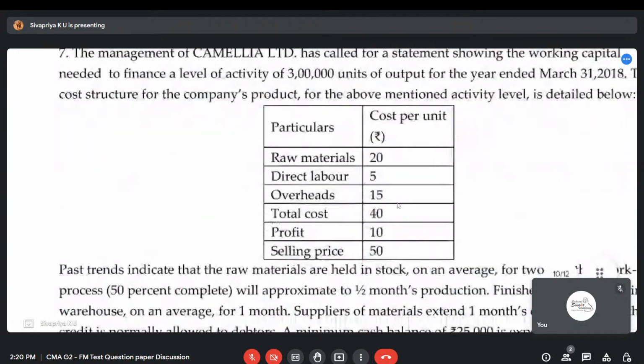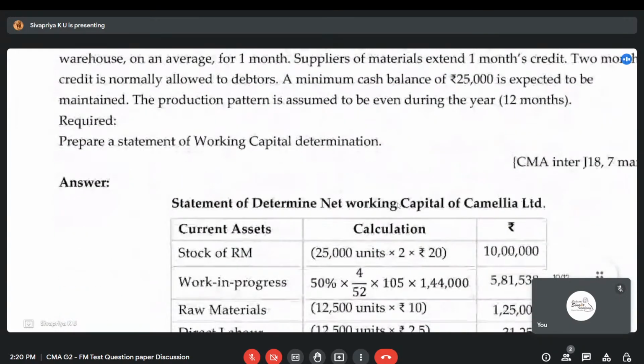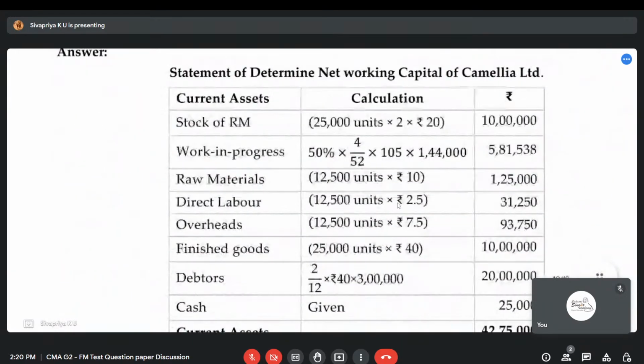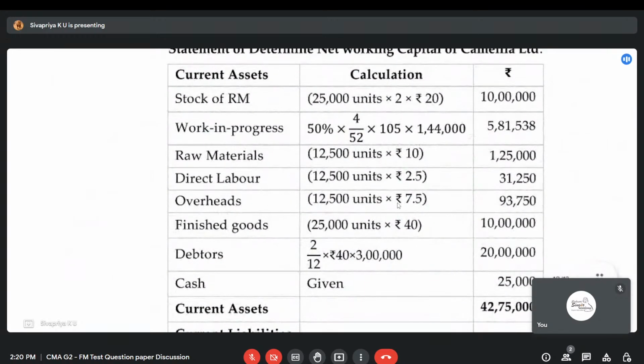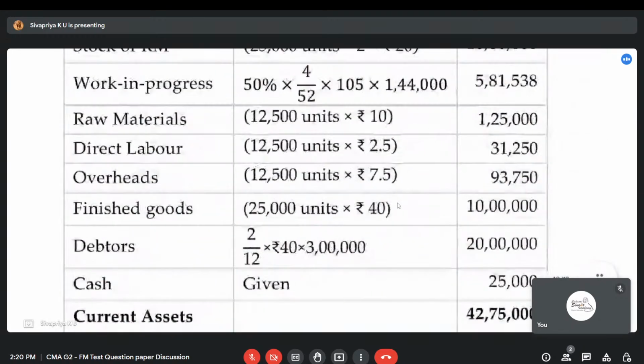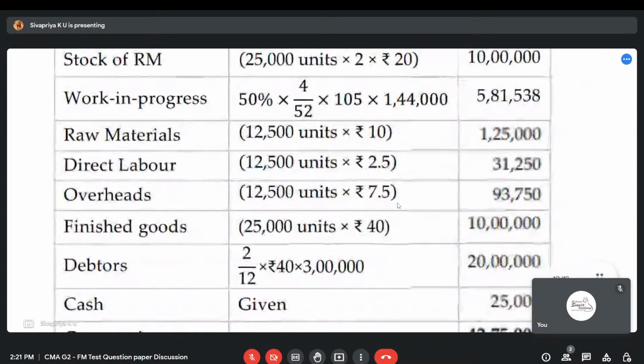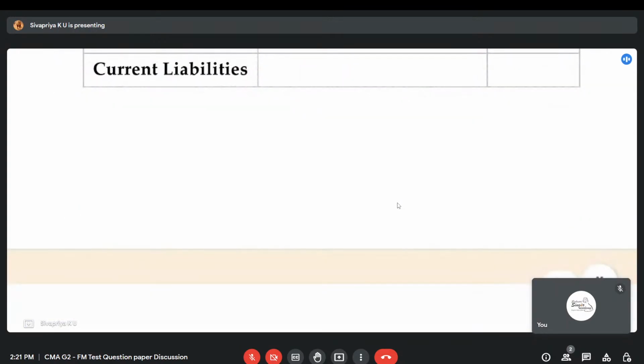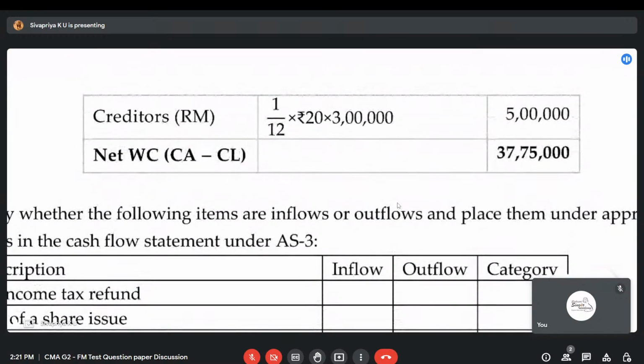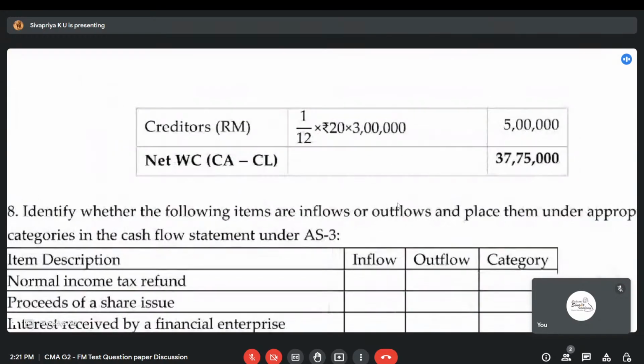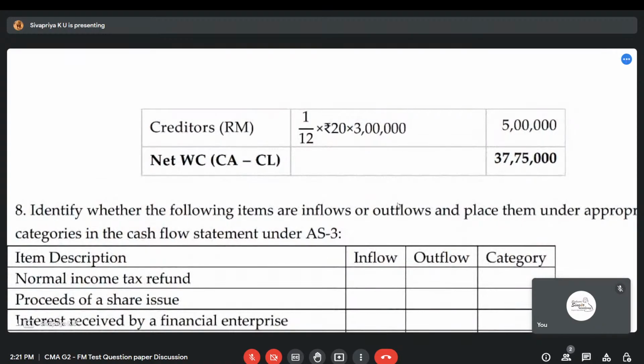Question number 7. Calculate the working capital. So the answer is current assets 42 lakh 75,000 and current liability is 5 lakhs. So the net working capital is 37 lakh and 75,000.